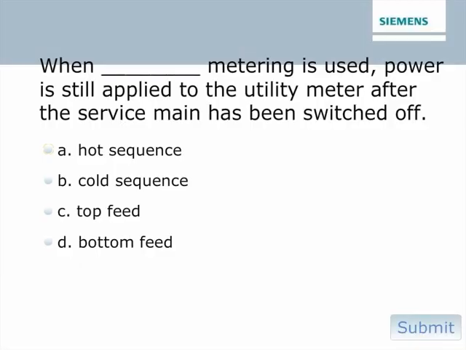Question 8. When blank metering is used, power is still applied to the utility meter after the service main has been switched off. Is it A, hot sequence, B, cold sequence, C, top feed, or D, bottom feed?